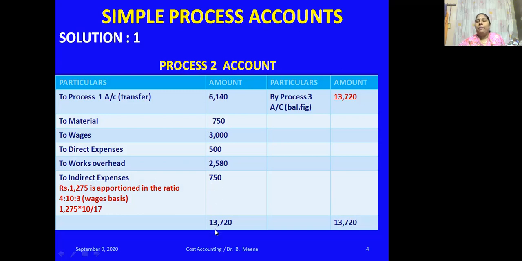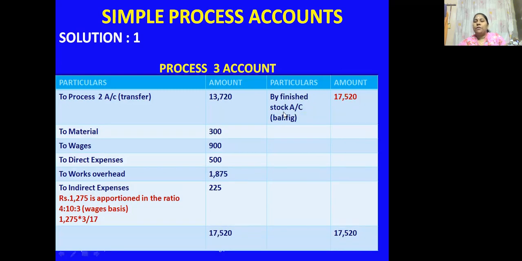So get the debit side total and transfer this total on the credit side. That is the cost of the output of this process 2, which will be transferred to the next process. Then the process transfer is made in the process 3 account and debit all other expenses in the usual way. Out of 1,275, what is the ratio for process 3? 3 by 17. So 225, get the total of the debit side.